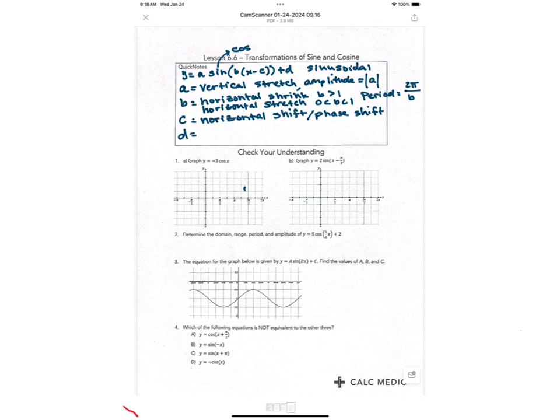And then D, what's D going to be located for? Or responsible for? Yeah, it's your vertical shift. Outsiders tell the... So it's going to really tell the right story here. Up and down. This affects what?